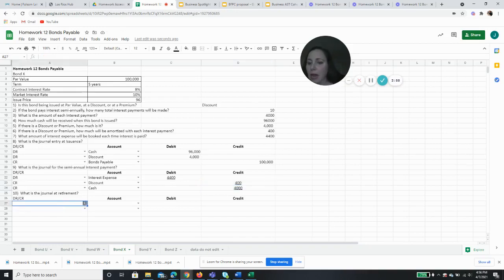And finally, retirement, the most boring journal of all, because we always debit bonds payable and credit cash for par value, always. Every time we retire a bond, we're going to debit bonds payable, credit cash for par value. All right, that's going to wrap up Bond X.